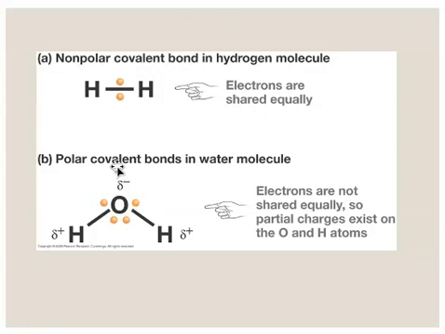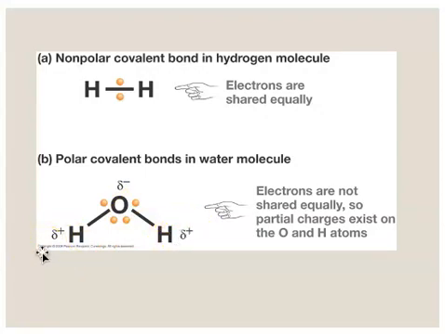Now there's something else in this drawing that's important to us, and that's these little symbols. This symbol is a lowercase d in the Greek alphabet, so this is delta, and you can see it's delta minus here and delta positive next to the hydrogens. These symbols tell us that this molecule contains what are called partial charges. The oxygen is partially negative. The hydrogens are partially positive.